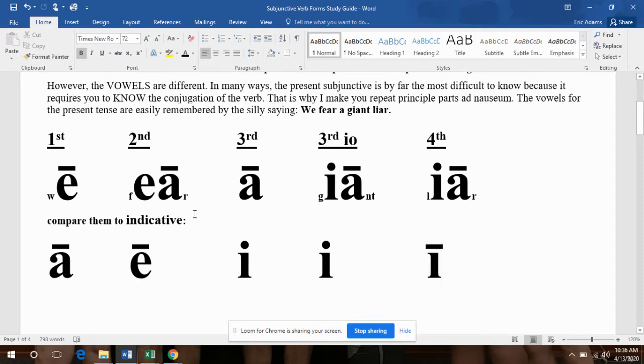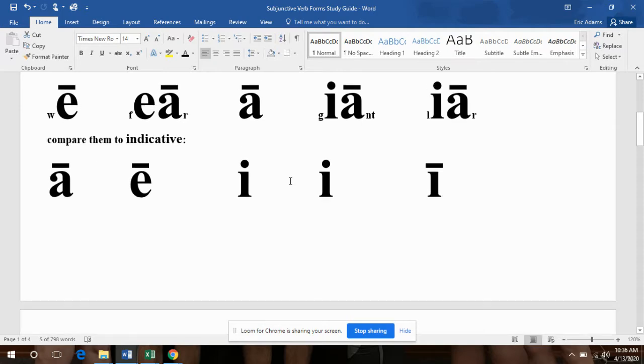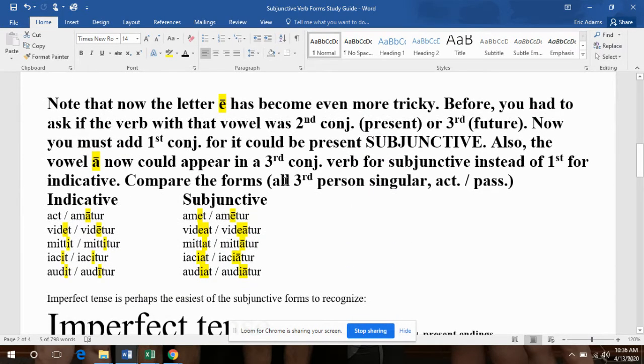That is why in class we repeat the principal parts ad nauseam, to the point of being sick of it, because the more you repeat them, the easier it is to figure out and know what the conjugation is. That's why it's amo, amare, video, videre, mitto, mittere, and so forth, because there are some vowels, as we will see here, that are more tricky. The first vowel that was tricky to begin with was a long E.